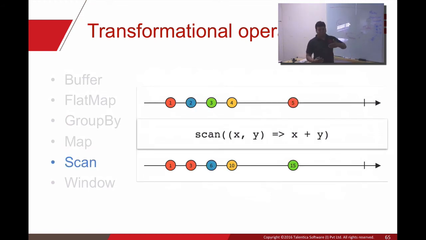Scan, what it does is it gives you the successive value. So the input observable emits 1, it will emit 1. Input observable emits 2, so it will add these: 1 plus 2 is 3. It will emit 3. Next is 3. 3 plus 3 is 6. 6 plus 4 is 10. 10 plus 5 is 15. It will emit successively for each value. In some cases, it can be very helpful.